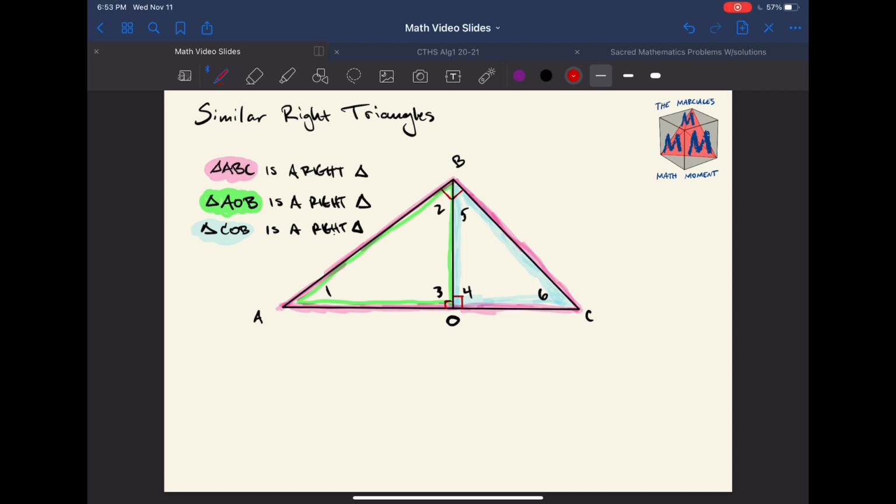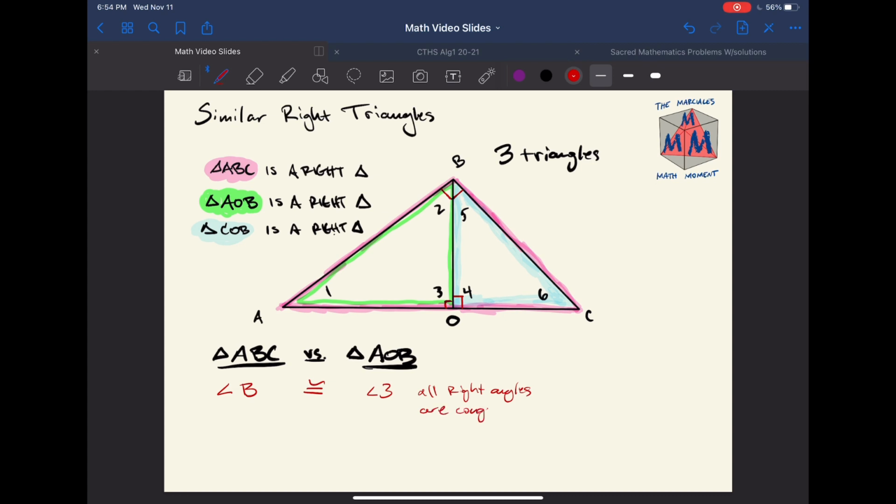So here I got my big right triangle ABC. It's outlined in pink. And then I got two other triangles, the green one, AOB, and the blue one, COB. And those two other smaller triangles are created by the altitude, BO. So let's look at the big pink triangle versus the medium green triangle. So I'm going to look for the right angle in the green triangle, and we'll just call that angle B. It's up there at the vertex B. And let's compare it to the right angle in the green triangle. Well, the right angle occurs at number 3. They're both right angles, so they're congruent, right? All right angles are congruent to each other.